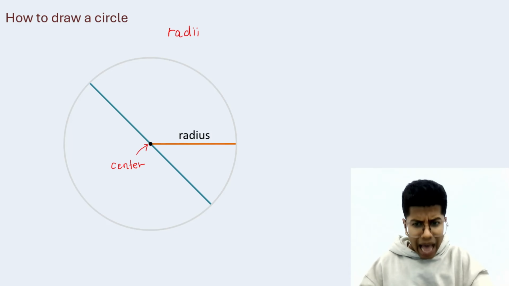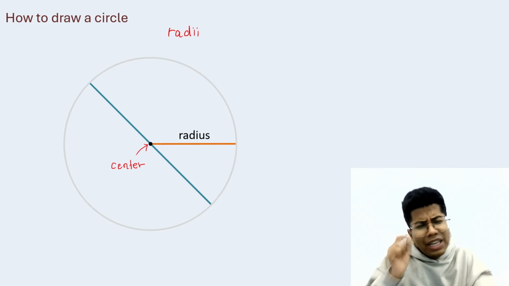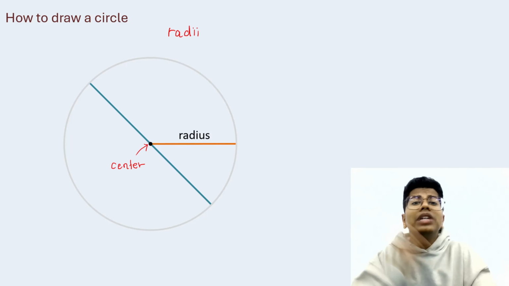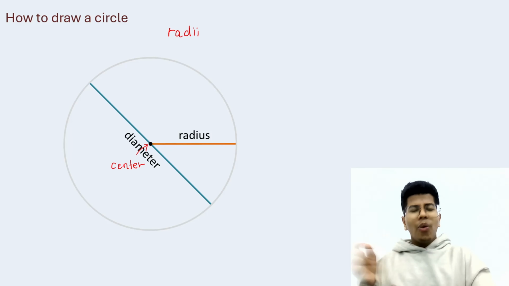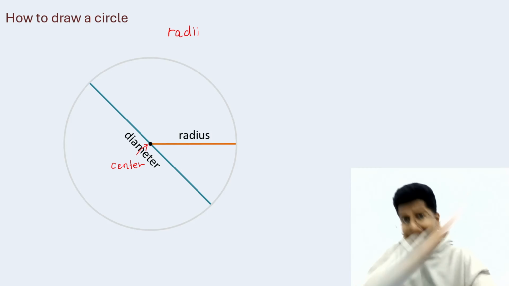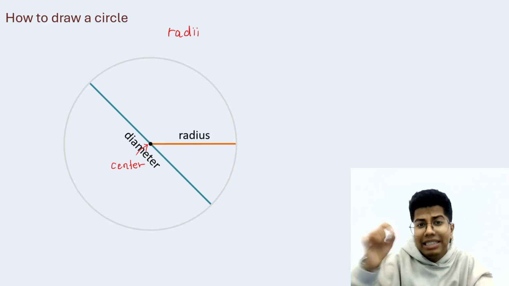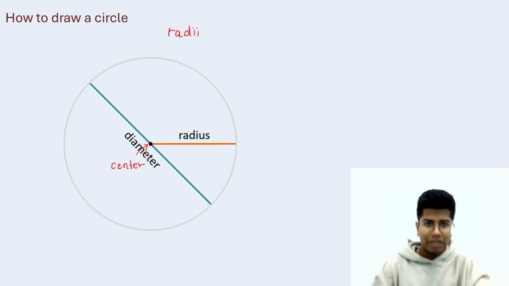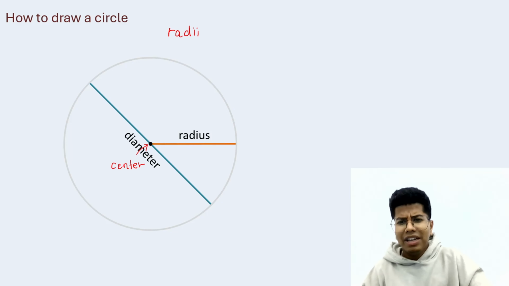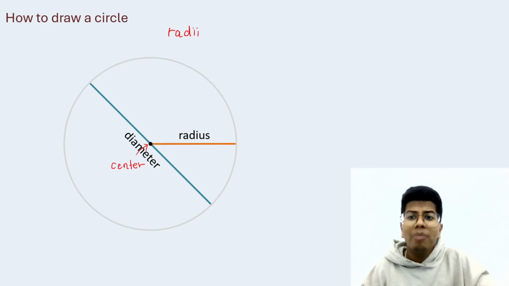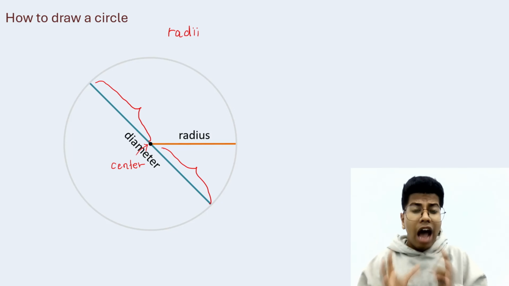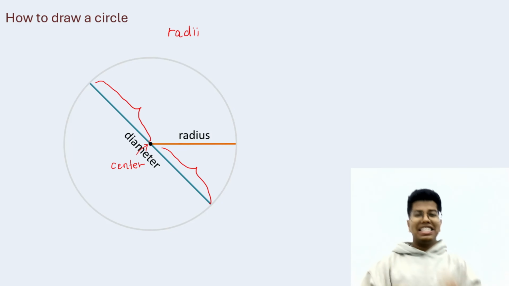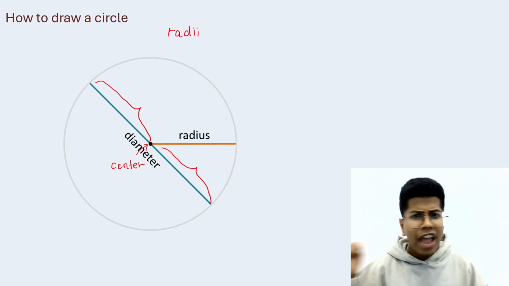Now, if I draw a line that passes through the center of the circle and touches the circle at two distinct points, this is called the diameter of the circle. So what is a diameter? Diameter is basically a line that passes through the center and touches the circle at two distinct points. Here we can observe that this diameter is made from radii. This is one part of the radius and this is another part of the radius. So for one diameter, how many radii are involved? Yes, there are two radii.